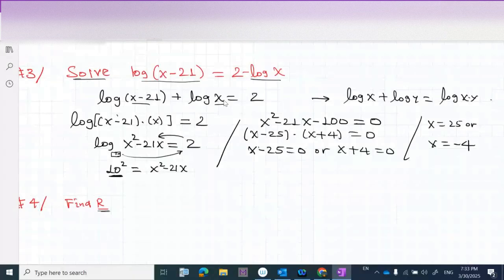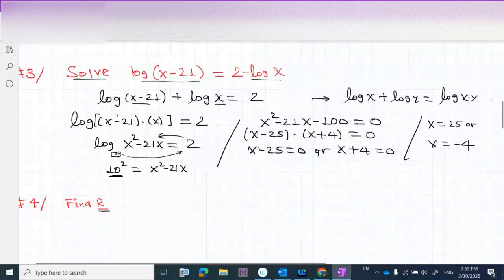But remember that these are the two answers. You can't just accept this. You have to go ahead and plug in the x values, and then you will see which one is the right answer. I leave that part for you.